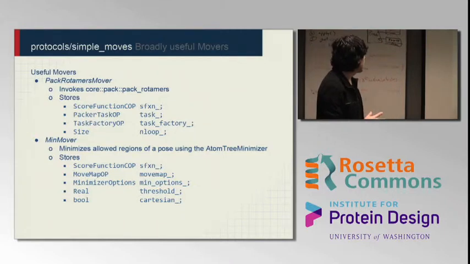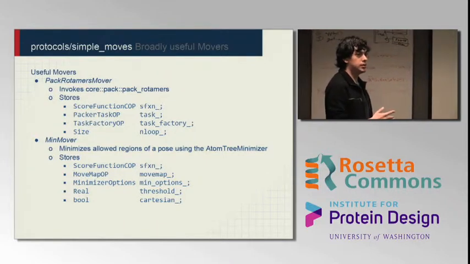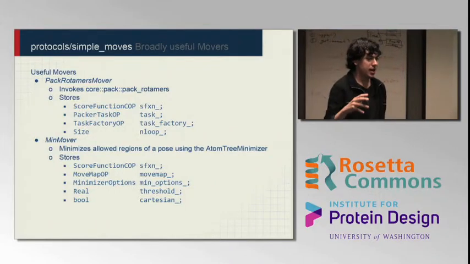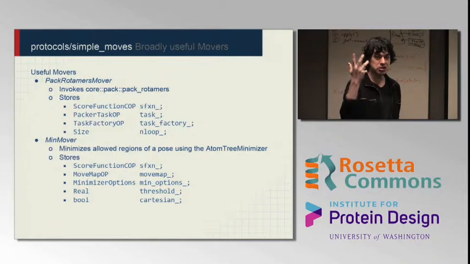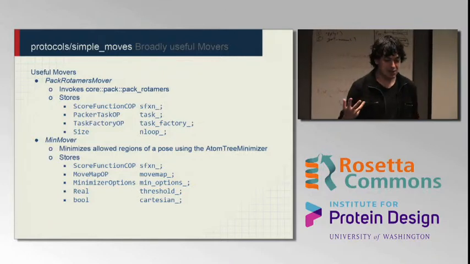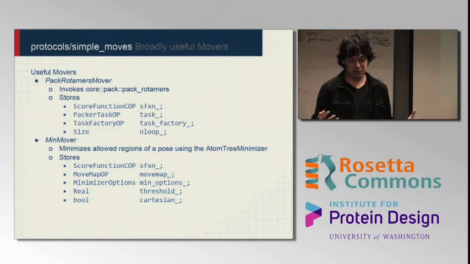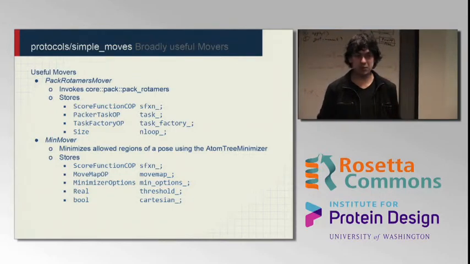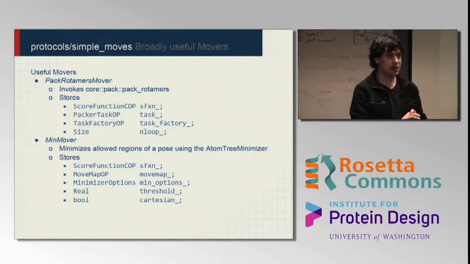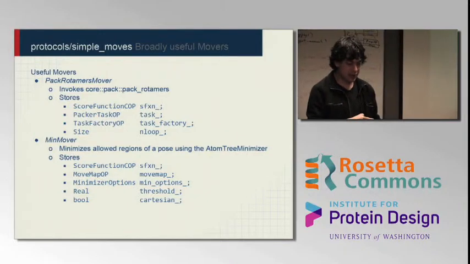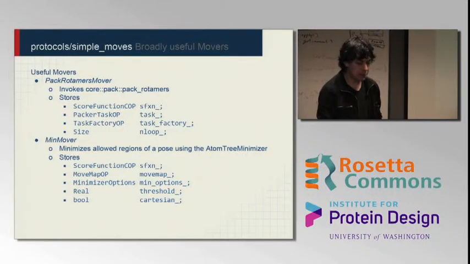So one of them is the pack rotamers mover, right? This is essentially the main mover of Rosetta. This is the one that takes the rotamers and changes them. This is probably the most useful thing that Rosetta can do, because it allows you to determine which one is the best sequence to put into a given fold, right? And essentially, this invokes pack rotamers.